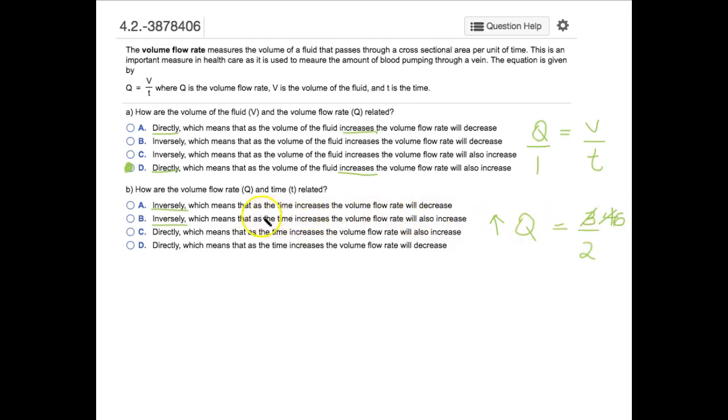What does inversely mean? So if the time increases, so if this goes up, what do you think will happen to Q if they're inversely related? We talked about here, if they're directly related, if this one goes up, this one goes up. So now that they're inversely related, if T goes up, Q is going to go down. Okay, so if the time increases, the volume flow rate, which is Q, will decrease. A would be the answer we'd go with.